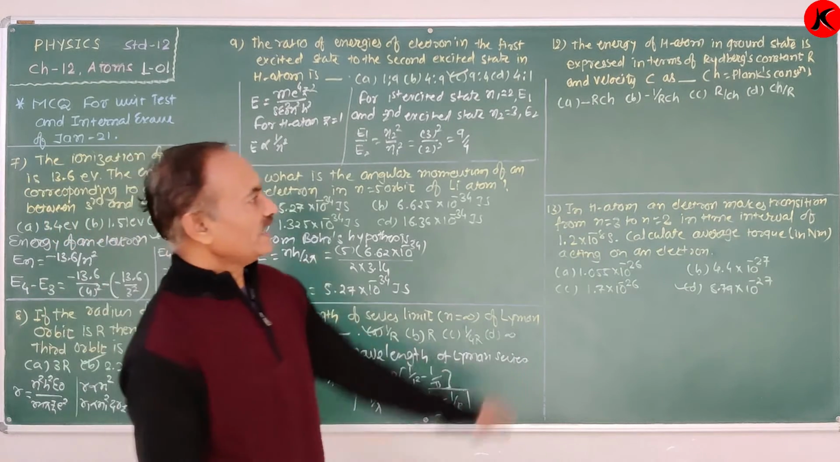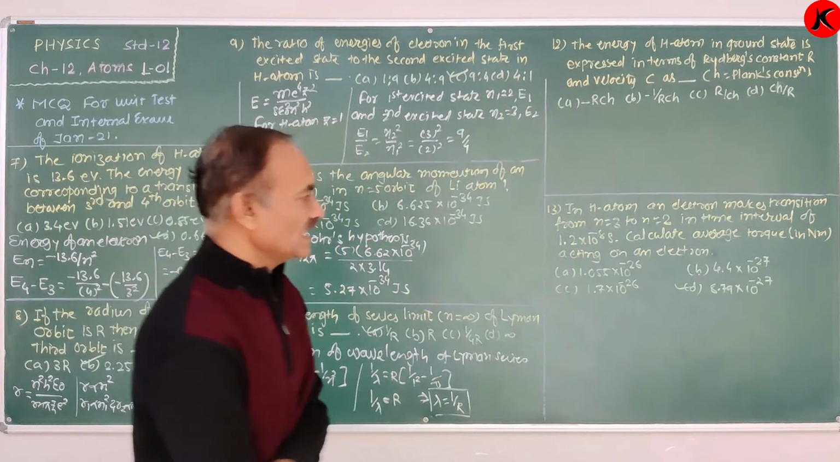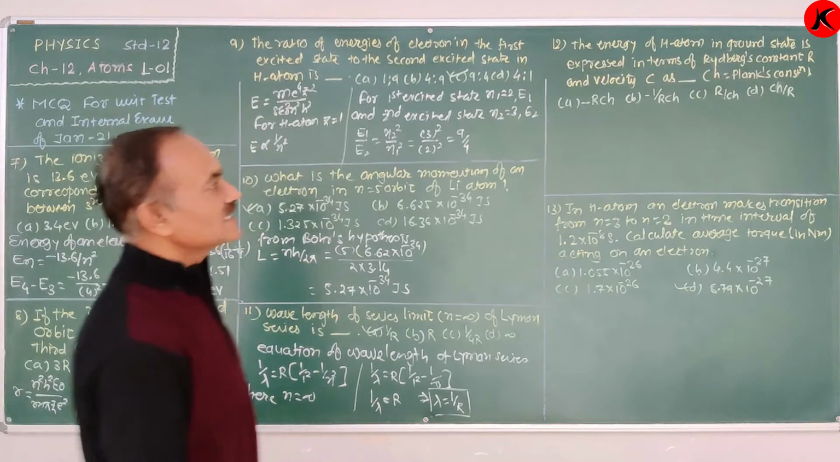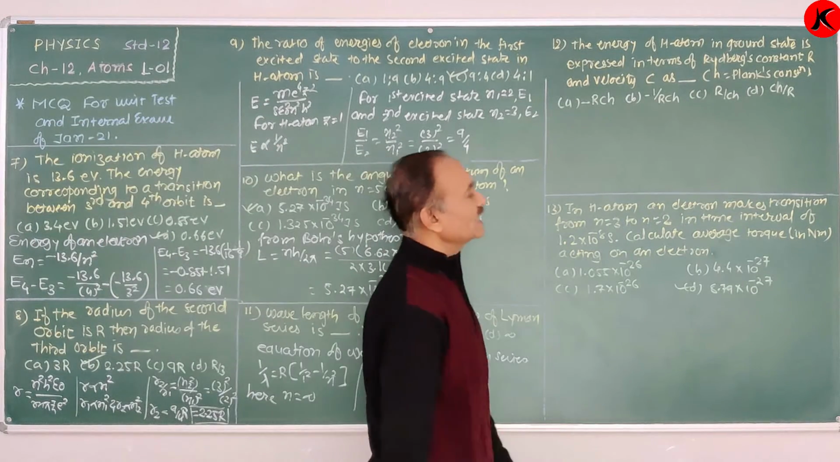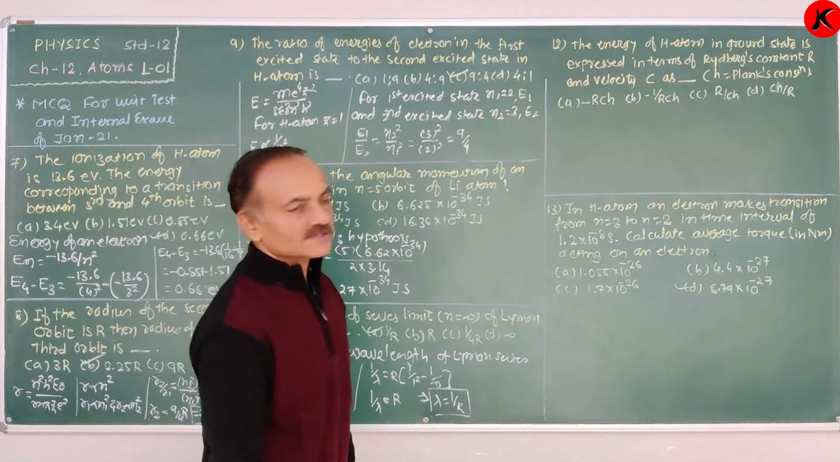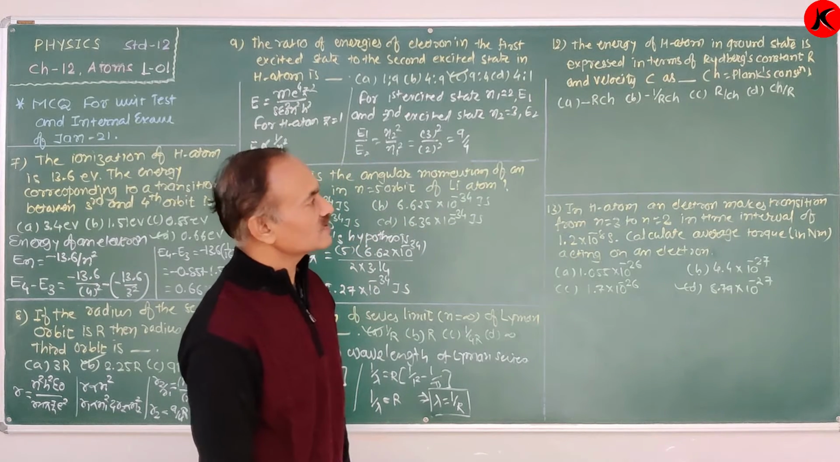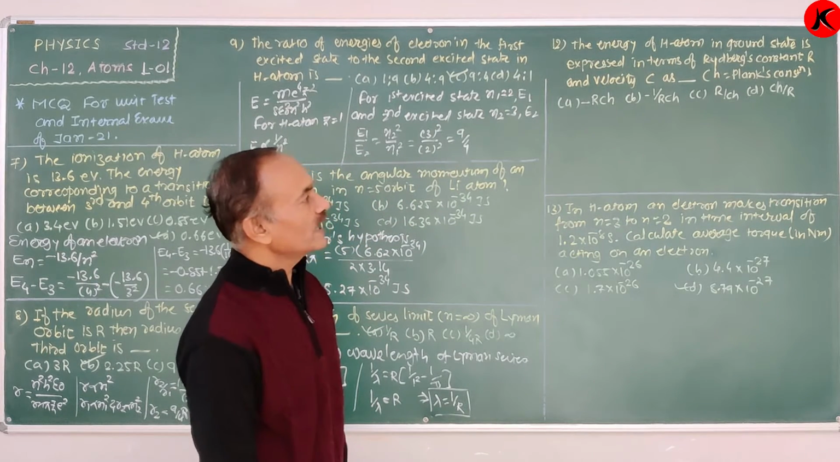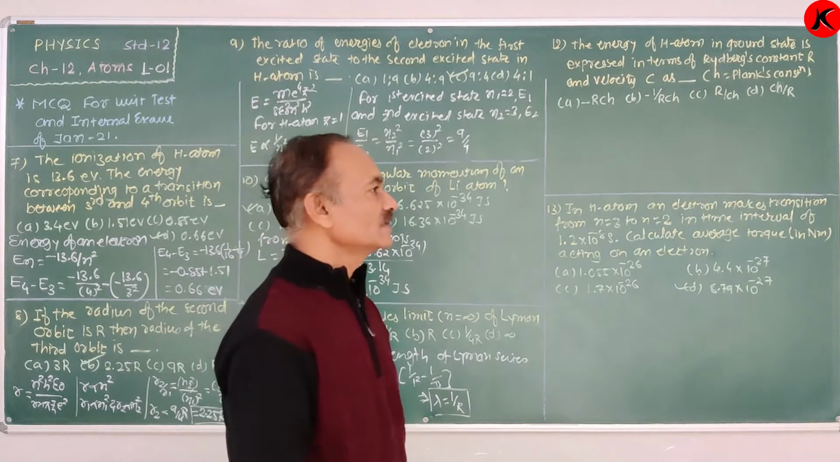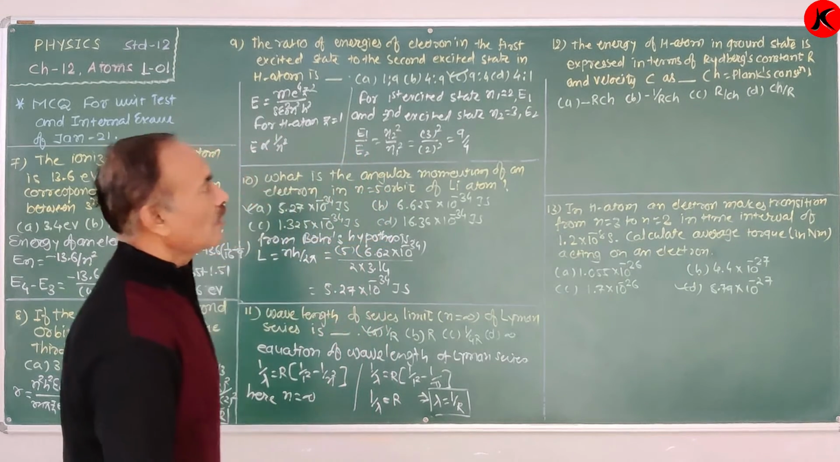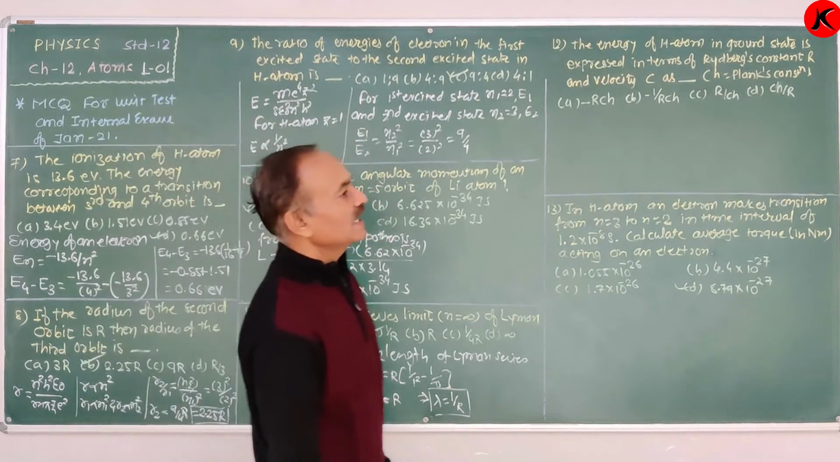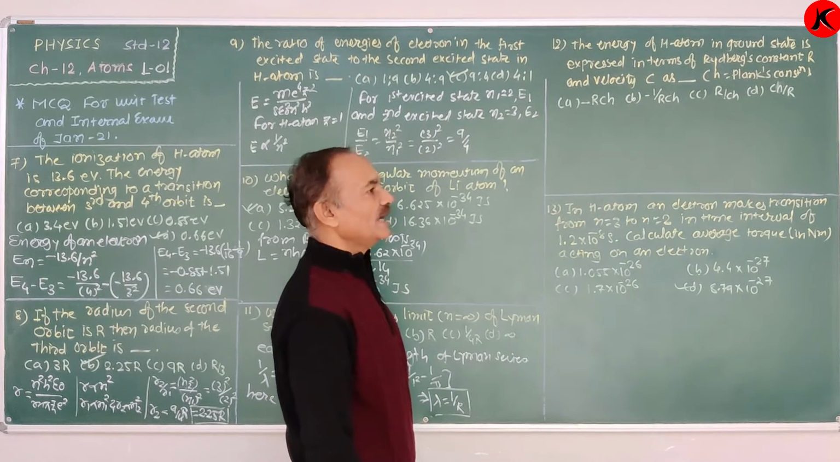Right? Now the next is also an important question, frequently asked in board exams. The energy of the hydrogen atom in the ground state is to be expressed in terms of the Rydberg constant R and the velocity of light c, and h is Planck's constant. We have to write down the equation of the energy in terms of R, c and h.